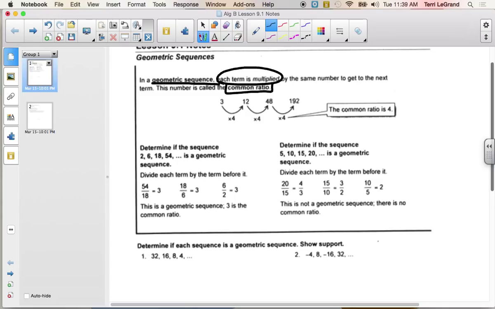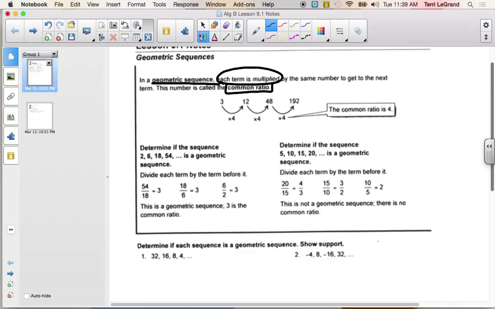So, in an arithmetic sequence, we call it a common difference. In a geometric sequence, we call it a common ratio. So when they ask you for the common ratio, they're actually asking you for that multiplier. What do you have to multiply by to get the next term?